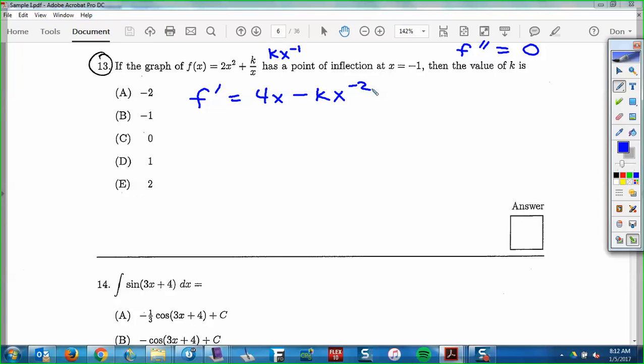Right, k is just a number, so it's just hanging out in front of that x. You wouldn't want to think of a quotient rule or anything for that. K is just a number, so bring that x up and do that. Okay, that's the first derivative.